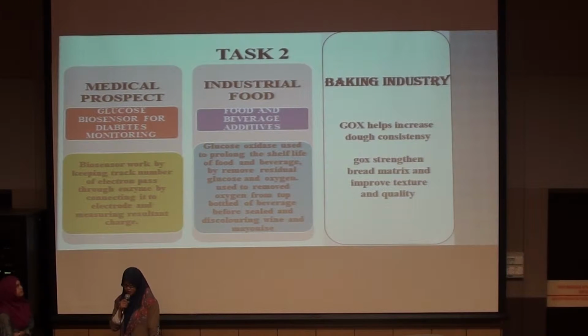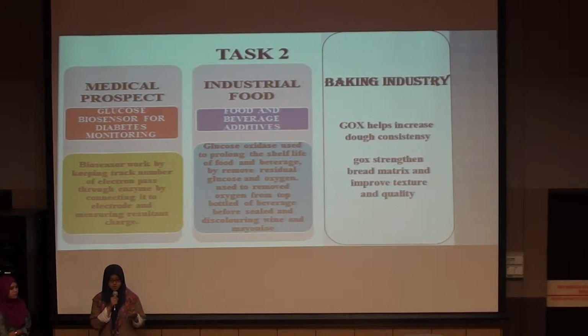And in industrial food, in food and beverage additive, glucose oxidase is used to prolong the shelf life of food and beverage by removing the residual glucose and oxygen. And third, in the baking industry, GOX increases the dough consistency. GOX also strengthens the bread matrix and improves the texture and quality of the baking product.